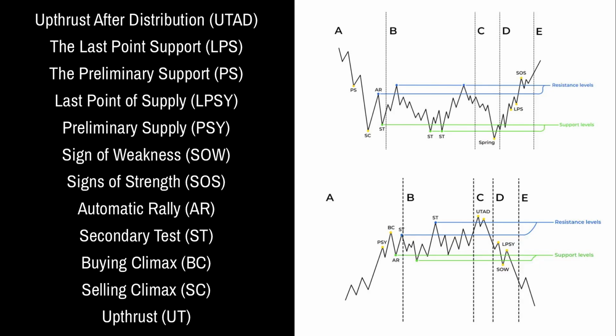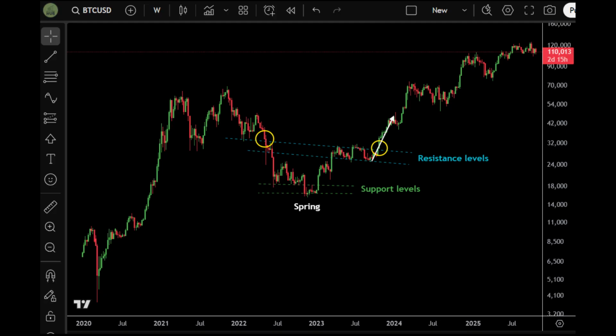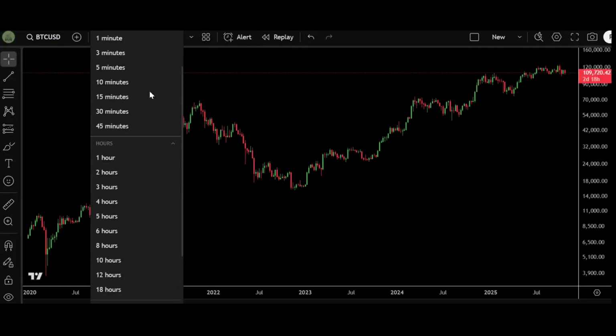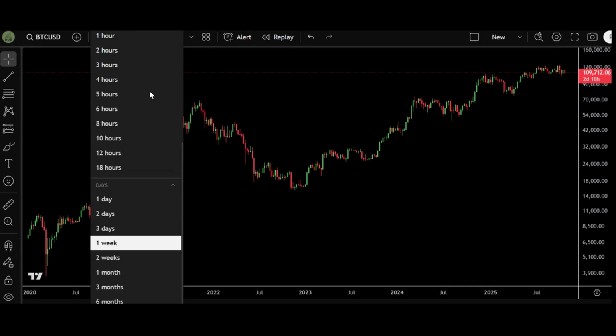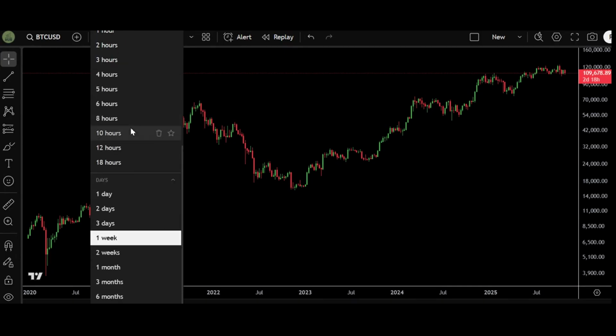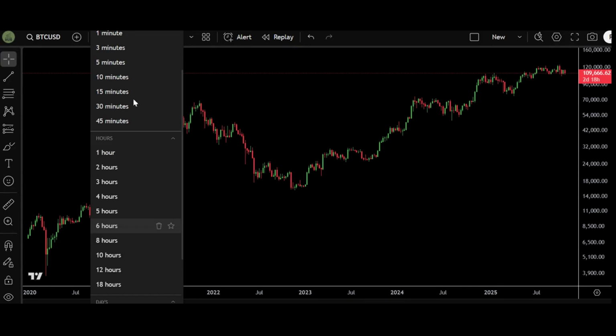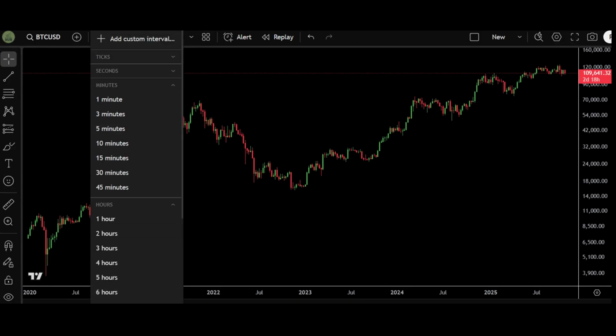They watch for key signals such as spring tests, upthrusts, and sudden volume spikes to identify when accumulation or distribution is nearing completion. These clues help them spot early trend reversals before the majority even notice. And don't forget, this Wyckoff logic plays out on every time frame, from 1-minute charts to weekly structures. This cycle repeats even on lower time frames.